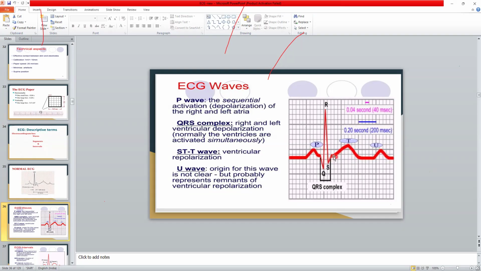This ST segment, I'm going to explain later. This is the plateau phase of repolarization of the ventricles. Coming to the U wave, it is normally not seen, but probably it may represent ventricular repolarization.